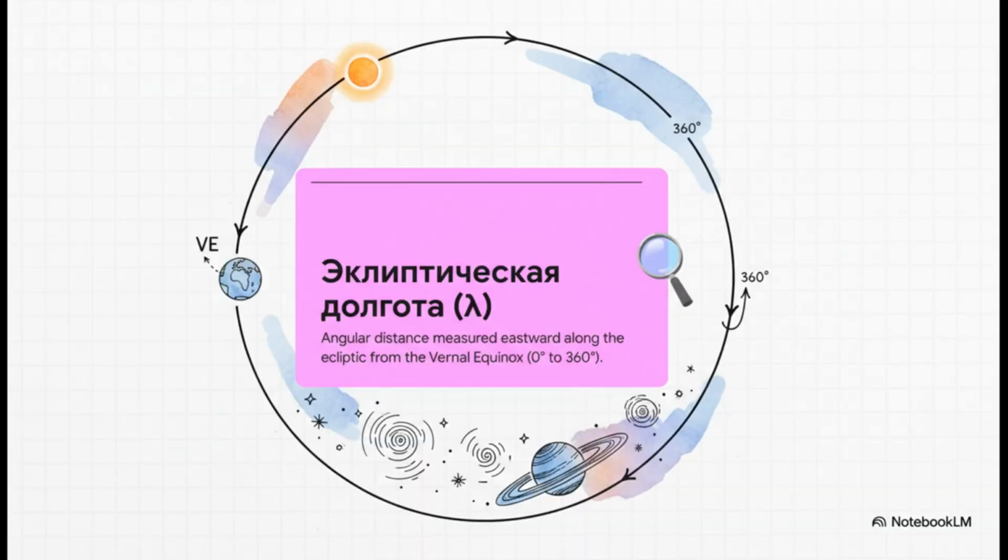Ecliptic longitude, or lambda, then measures an object's position along the ecliptic circle itself. And just like longitude on Earth needs a starting point, the prime meridian in Greenwich, ecliptic longitude needs one too. Our starting point, our 0 degrees, is the vernal equinox. From that point, we just measure eastward all the way around the circle, from 0 to 360 degrees.